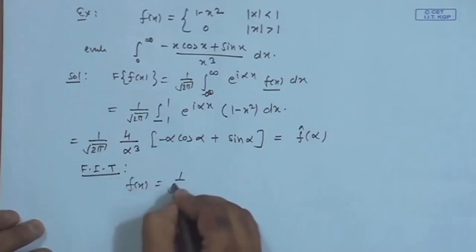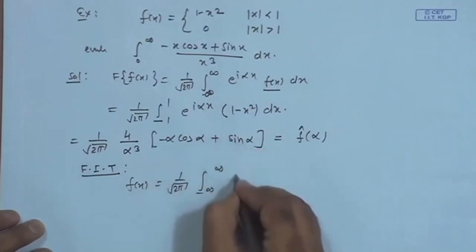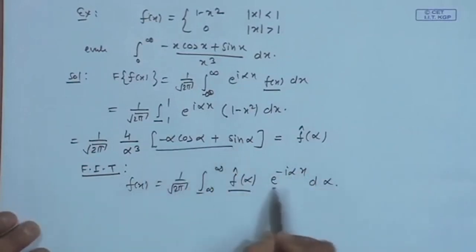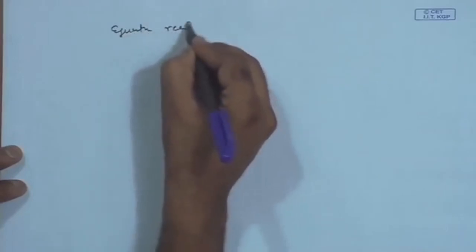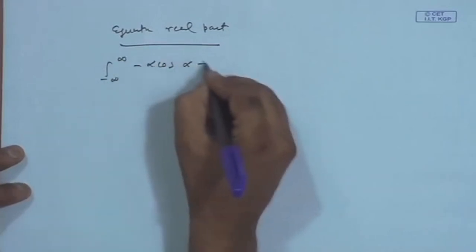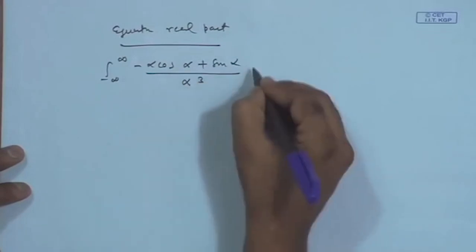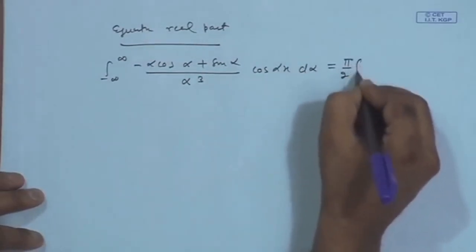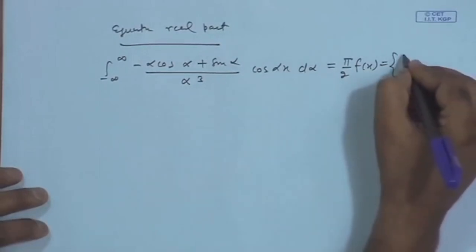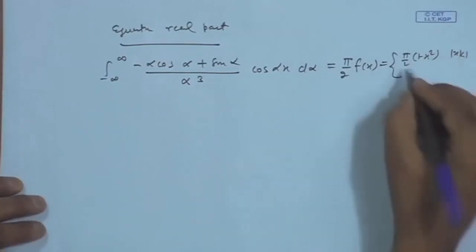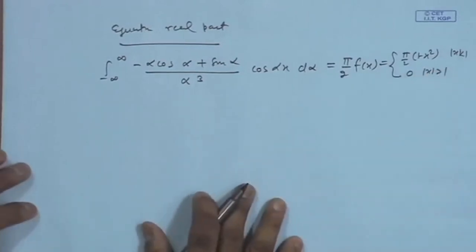And we know again from the Fourier inverse transform that f(x) is 1 over square root 2 pi, integral from minus infinity to plus infinity of this function times e to the minus i alpha x d alpha. So, we substitute here and again take the real part. Equating the real part, we will get the integral from minus infinity to plus infinity of minus alpha cos alpha plus sin alpha over alpha cube, times cos alpha x d alpha, and the value would be pi by 2 times f(x). The value of f(x) is 1 minus x square if mod x is less than 1, and 0 if mod x is greater than 1.